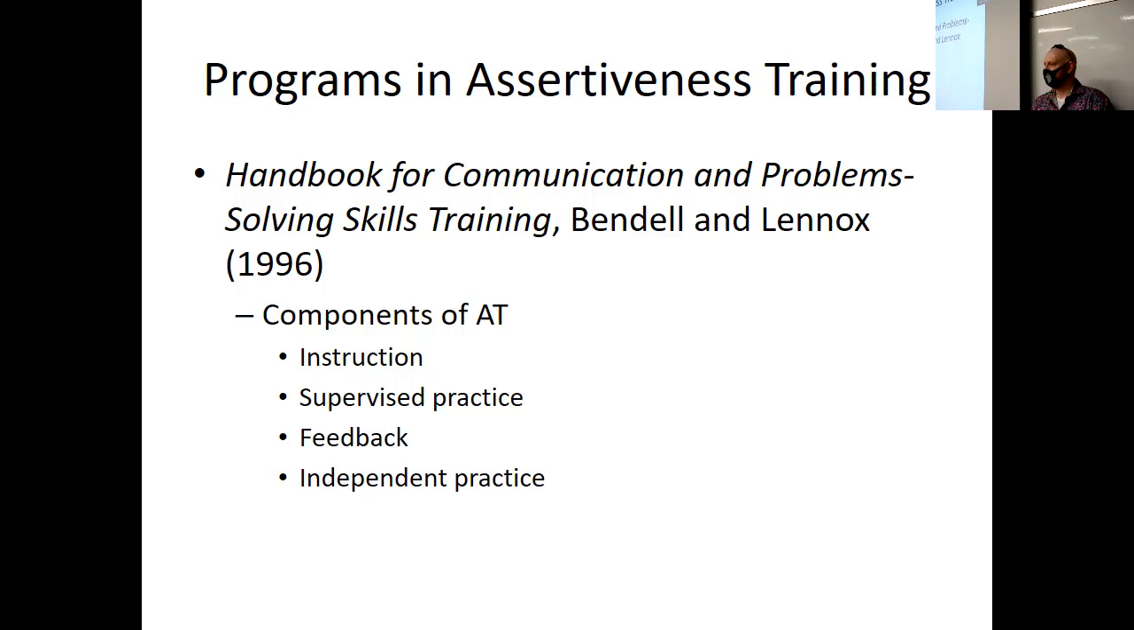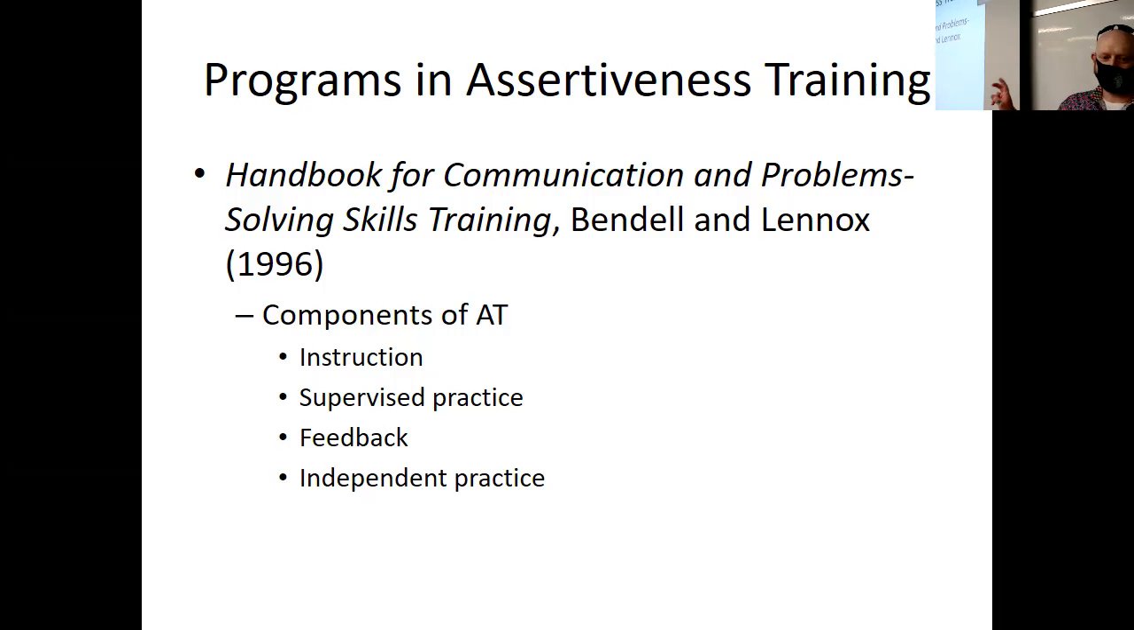This one, the Handbook for Communication and Problem Solving Skills Training, lists the components of assertiveness training. The first is instruction, where you tell them what is expected and what can help them. Then you have supervised practice, where you watch and see them. I picture this being a role play situation. Okay, now I want you to talk to him and tell him that that's not what you want to do, that you want to go outside in 30 minutes, whatever. You're prompting some assertiveness and supervising it. They're getting practice, and then you give feedback on how you view they're doing as far as being assertive.